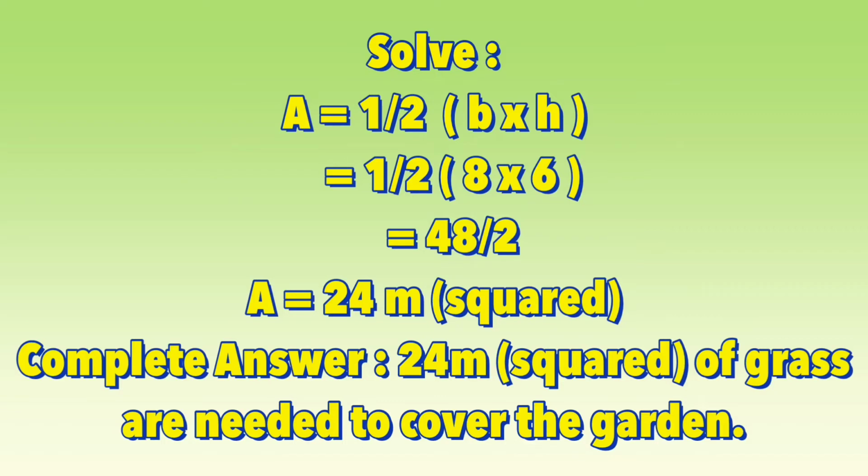Then we multiply 8 times 6 equals 48, times 1. The same, we have 48 divided by 2. We have 24 square meters as the area of the triangle. Our complete answer for this problem: 24 square meters of grass are needed to cover the garden.